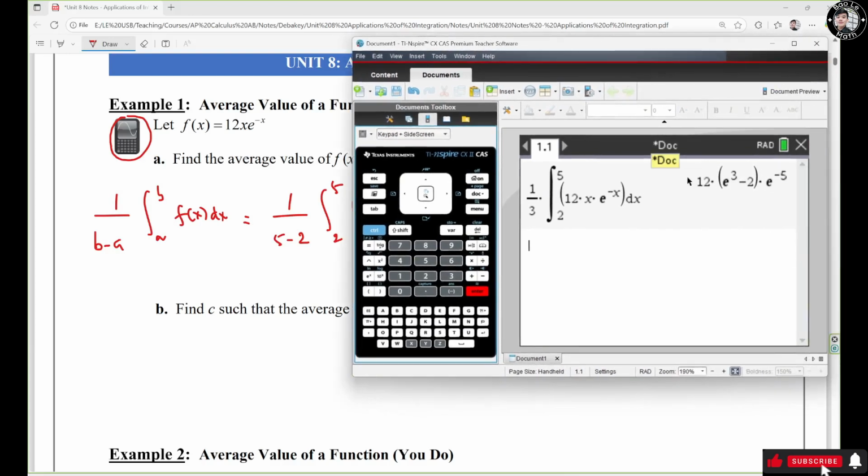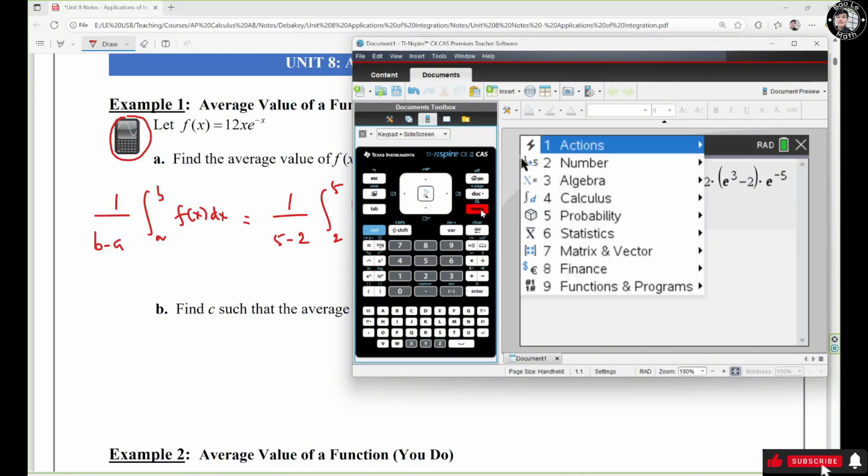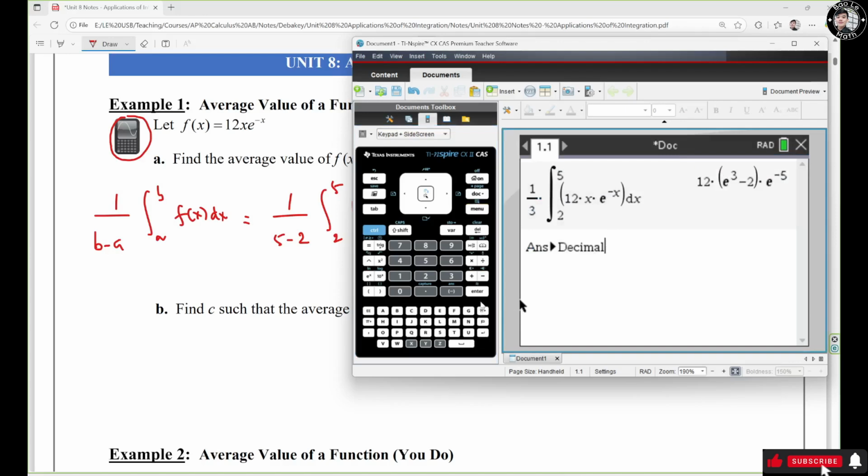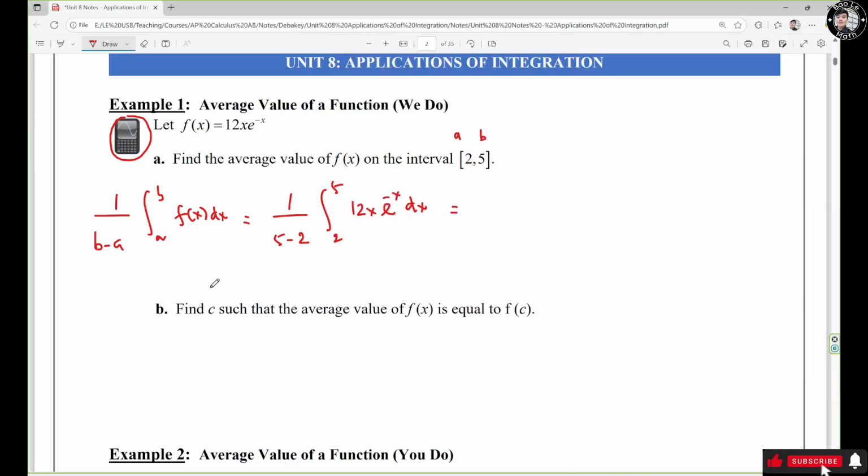It's right here. You need to convert this one to decimal. So it's going to be menu, number, convert to decimal, hit enter. The answer is 1.46231.